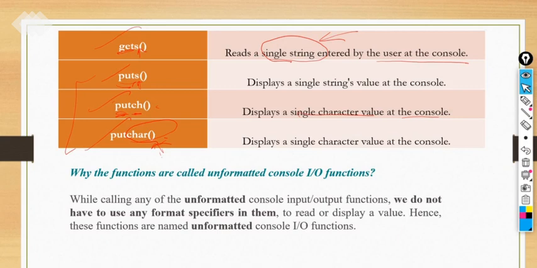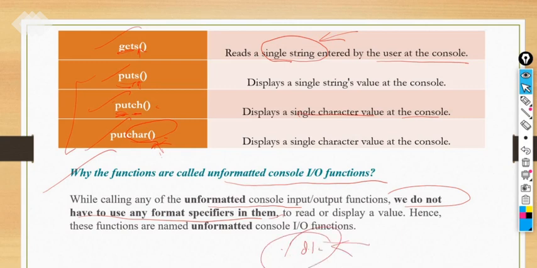So the main question that should come to your mind: why are these functions called unformatted console input output functions? While calling any unformatted console input output function, we don't have to use any format specifier in them. What about format specifiers like %d, %c? No need to use those while using the unformatted functions.